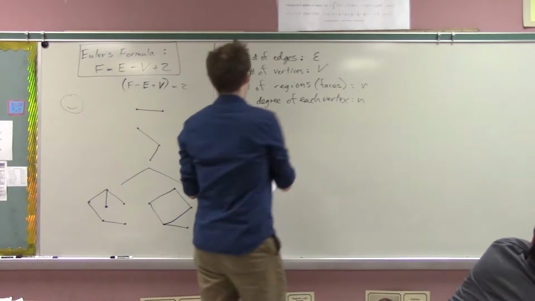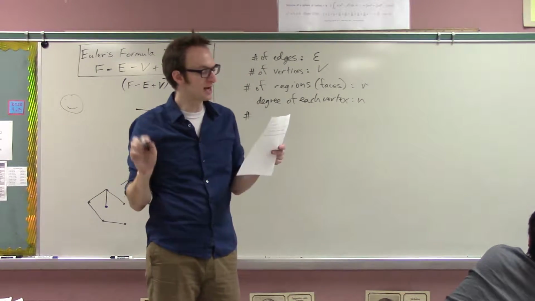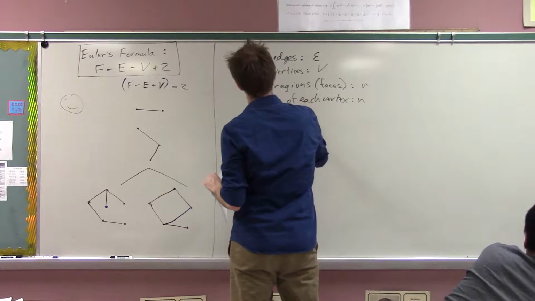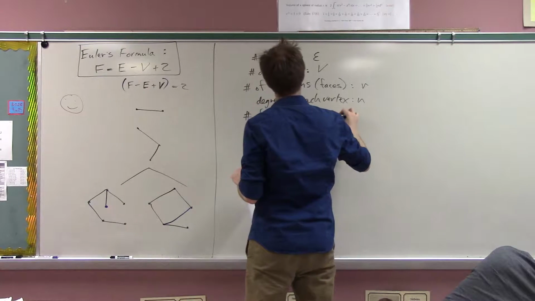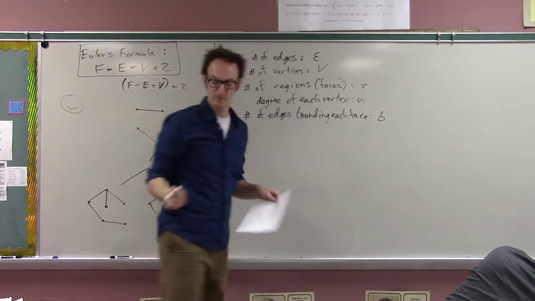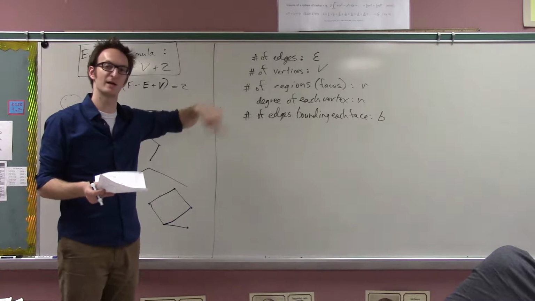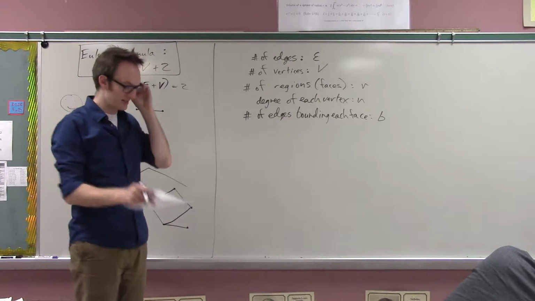Okay, and then the last thing is, let's use the letter B to refer to the number of edges bounding each face. Let's call that B. In other words, just the number of sides in each of the polygons on each face. Okay, well, this is pretty cool.